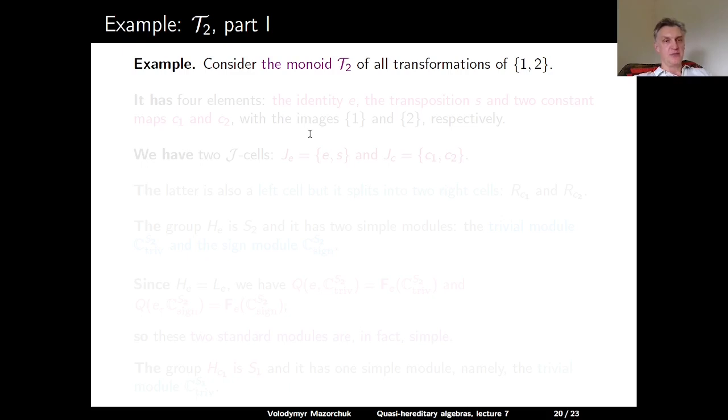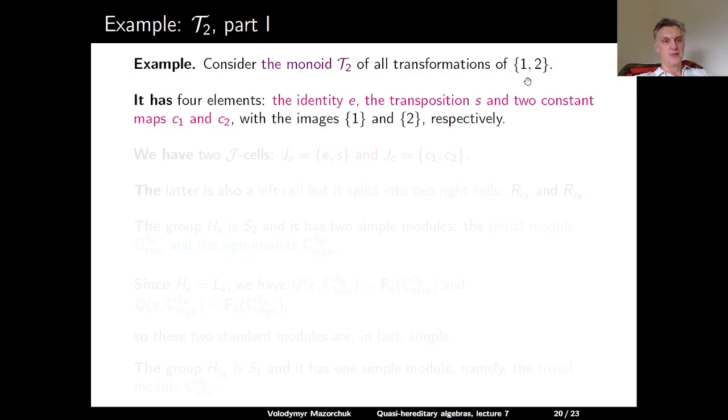Let us look at one example. Let us consider the transformation monoid T_2 of the set {1, 2}. This monoid has four elements: the identity e, the transposition s of 1 and 2, and two constant maps, the map c_1, which sends both 1 and 2 to 1, and the map c_2, which sends both 1 and 2 to 2. We have two-sided cells: the two-sided cell of the identity, which consists of the identity and the transposition, and the two-sided cell which consists of the two constant maps, which we denote by J_C.